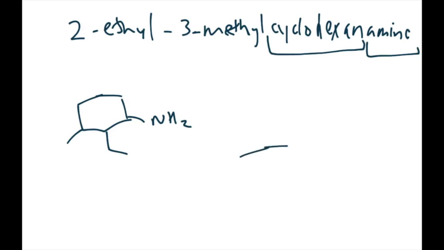Now, before you ask, let's say you drew it like this. It's still the exact same thing, right? All the groups are in the same relative position, so it still has the exact same name. So it's not that you have to draw it in the exact same orientation that I do, because that orientation doesn't really matter. Does that make sense?